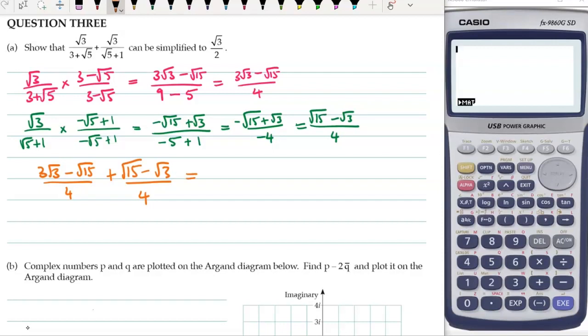We have 3 root 3 take away a root 3 here, so we end up with 2 root 3. Negative root 15 plus root 15 here, so they will cancel each other out, and that will be all over 4. 2 over 4 cancels to be just a half, so we end up with root 3 over 2.